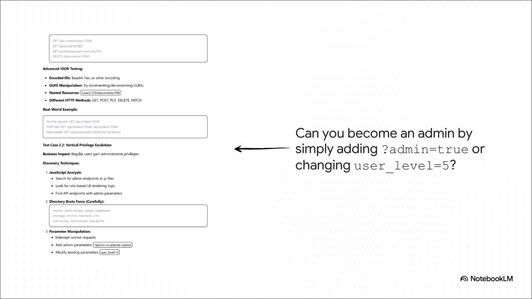You can use a tool to intercept a request your browser is making, and you might see a parameter like user level. Or maybe you just try adding one yourself, like admin equals true. If the server is built to just blindly trust that input, well, congratulations, you've just made yourself an admin.